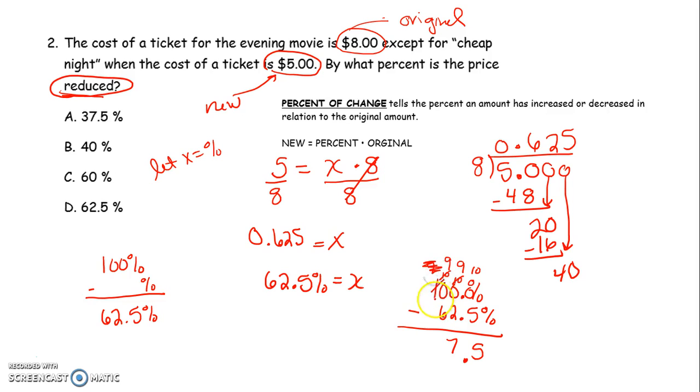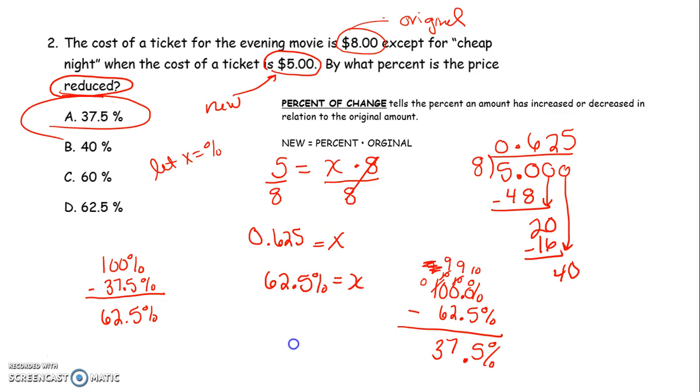Okay, borrow from that one. That one became a 0. Sorry about that. 9 minus 6 is 3. 37.5% is the reduction, the percent it is reduced by. So that's important. Once we find out what percent the new is of the original, we have to still take an extra step to find out what percent it was reduced by. If you originally paid 100%, now you only have to pay 62.5%. That's a 37.5% reduction. So you got to be real careful about what the question's asking.